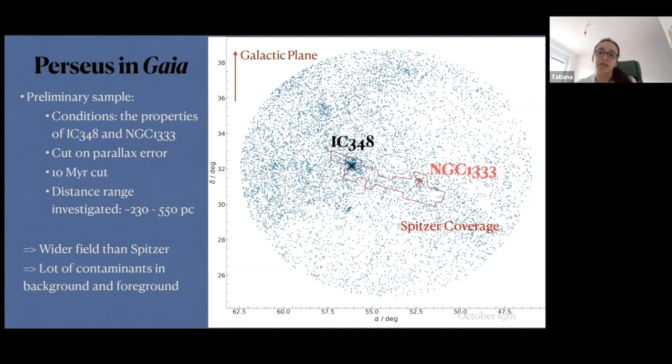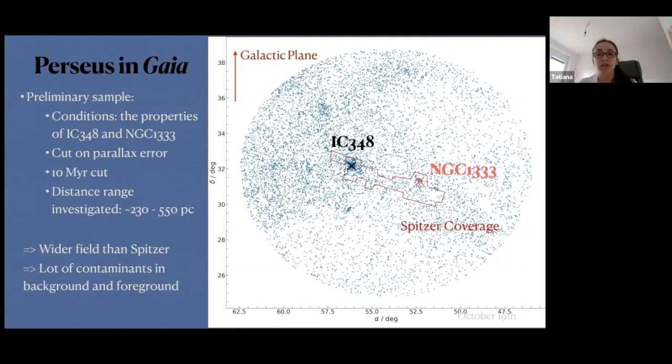We can see that IC348 and NGC 1333 do come out. In this sample, I have some conservative cuts, like a 10 million year cut, and a distance range between 230 to 550 parsecs. But of course, there are still a lot of foreground and background contaminants. But the nice thing is that if you look at this for a while, as I did, you start seeing structures around the two main clusters as well.